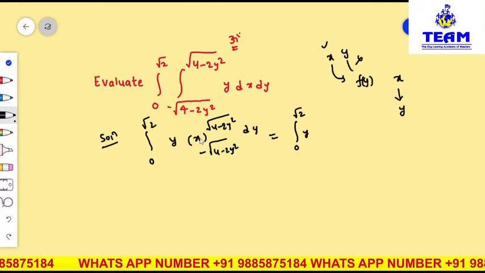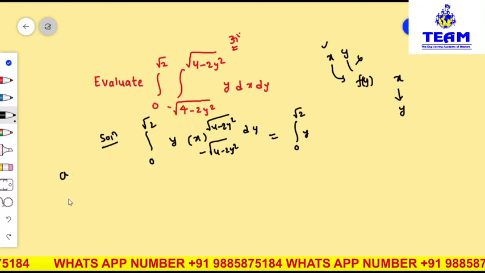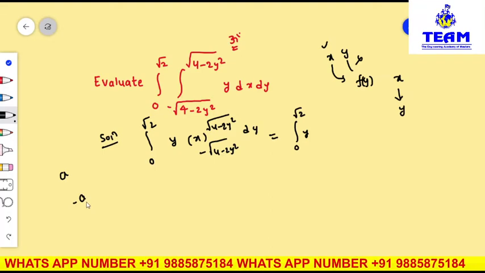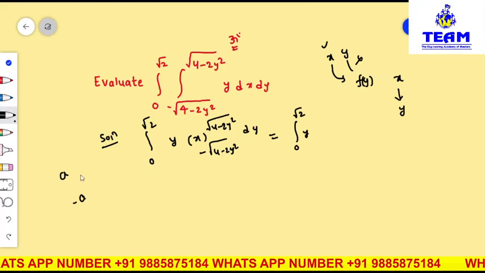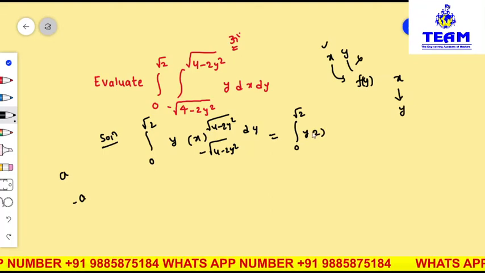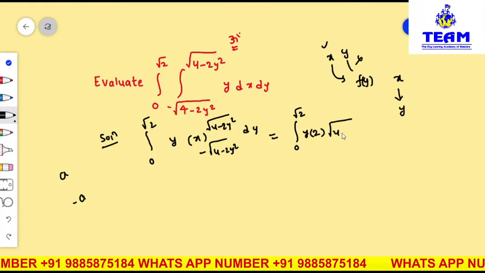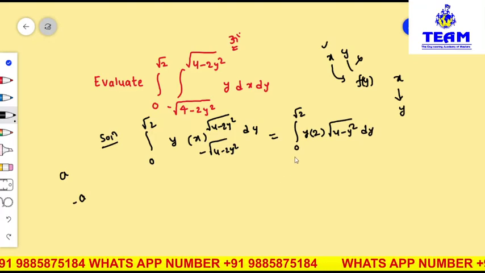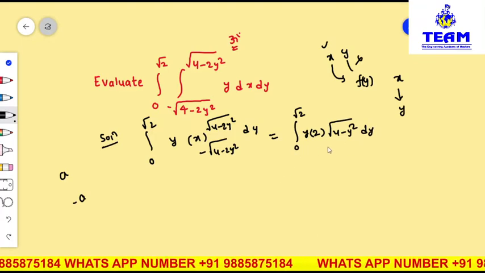Now this is equal to integral from 0 to root 2, y into upper limit minus lower limit. Here you see that a is in the upper limit and minus a is in the lower limit, so a minus of minus a gives 2a. So I am writing 2 times square root of 4 minus 2y square into dy. Okay friends, now we have to integrate this term.